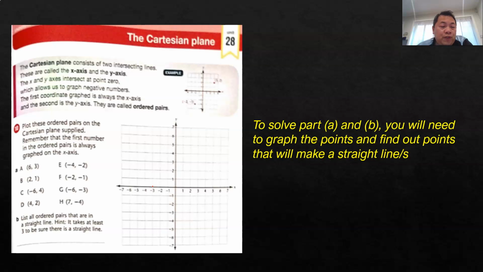In order to solve A and B, you need to plot all the given points, A, B, C, D, E, F, G, H, onto the graph. After that, you have to see which 3 points will make a straight line. Then just draw it. Use your pencil to join them together. Got it?